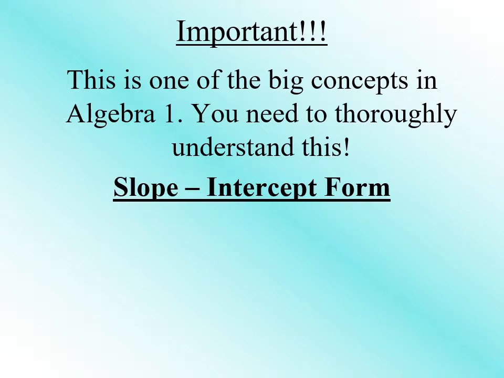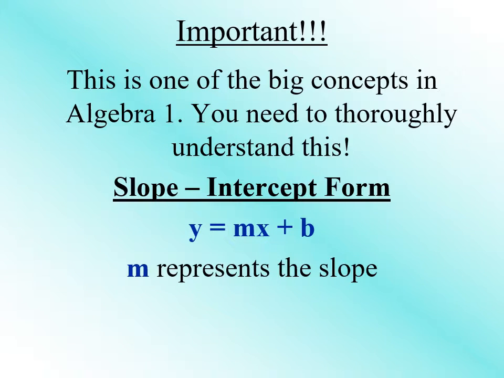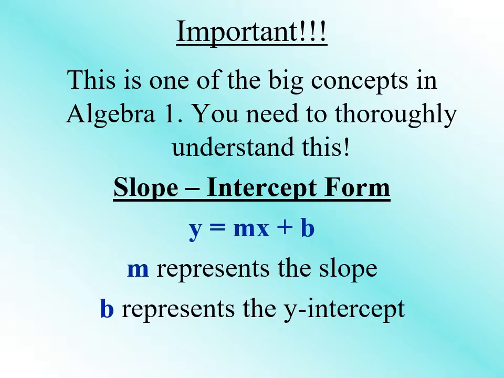Okay, so this is called slope-intercept form. Slope-intercept form is in the form y equals mx plus b. M is the slope, and b is your intercept. Okay, so let's remember this, write this down. Y equals mx plus b, m represents the slope, and b represents the y-intercept.